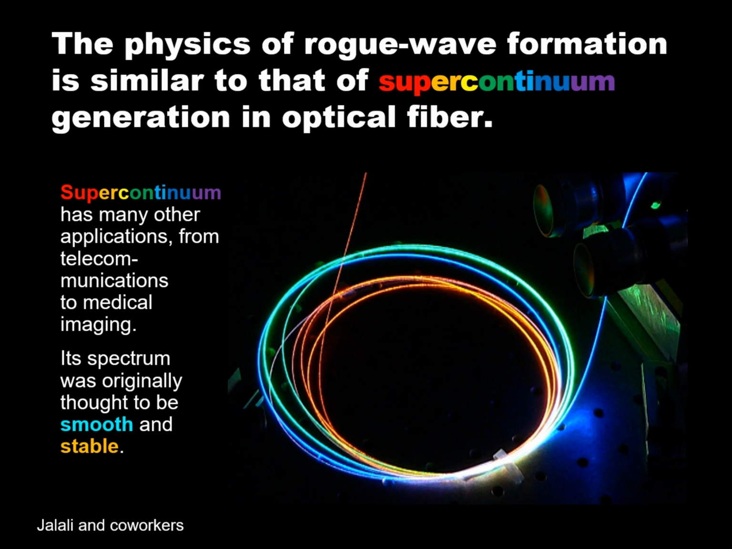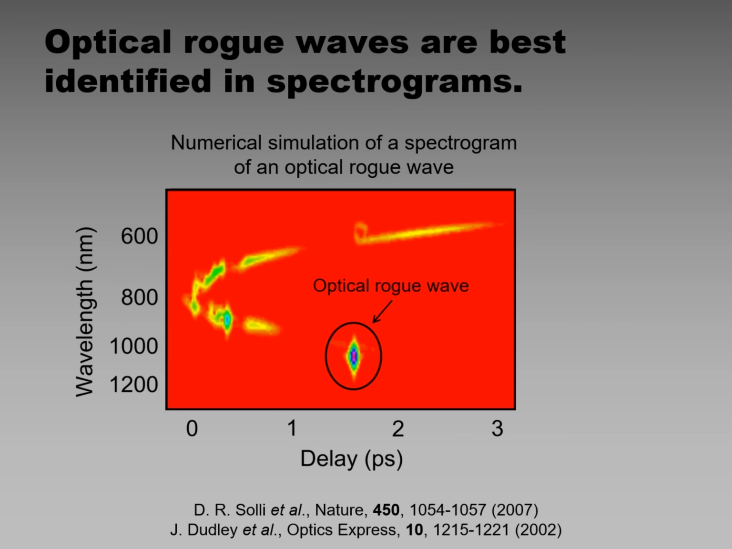Supercontinuum is the most complex ultrashort pulse ever generated. It has to be if it's going to mimic the ultra-complex ocean surface in the presence of oceanic rogue waves. A clue as to how to do this comes from the fact that optical rogue waves are best identified in spectrograms. Numerical simulations of supercontinuum yield spectrograms where optical rogue waves are easily seen. So how can we measure a spectrogram of an optical rogue wave pulse?